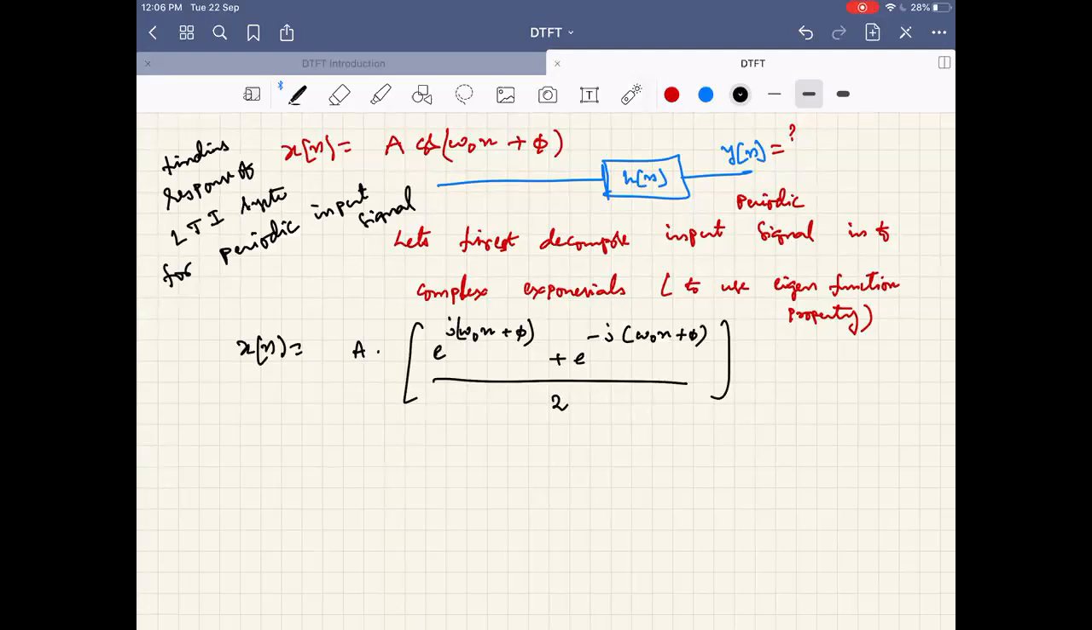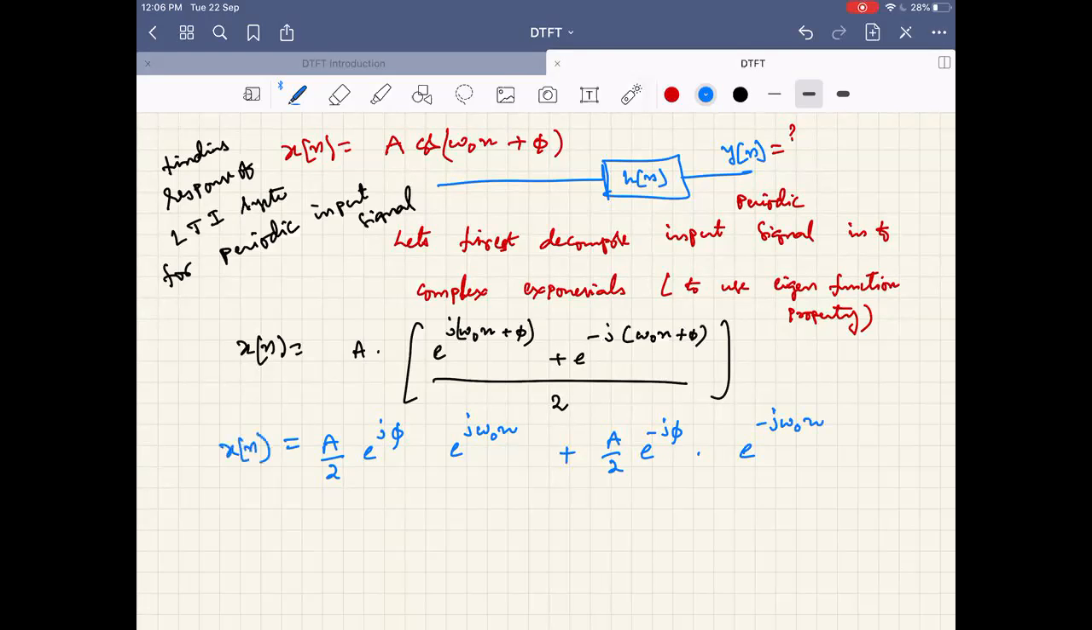So I will simplify this. Let us write with a slightly different color. A by 2 e power j phi into e power j omega naught n. I will bring all the things that are not complex exponential signal outside, plus A by 2 e power minus j phi into e power minus j omega naught n. Okay, now this is x of n.